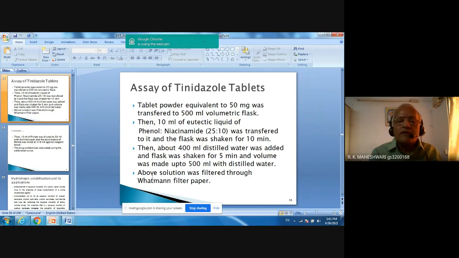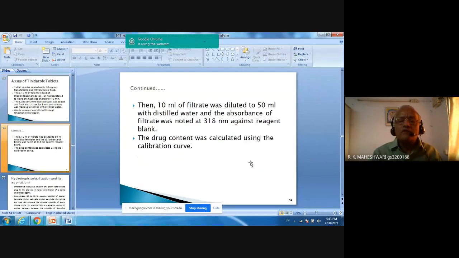phenol and niacinamide. I have made a phenol and niacinamide Eutectic in 2.5:1 ratio. This was used as solvent to carry out the UV spectrophotometric analysis of tinidazole tablet, without the use of any organic solvent. Briefly, this Eutectic liquid of phenol and niacinamide was used to extract tinidazole from the tinidazole tablet powder, and further dilution was done with water, because phenol and niacinamide are water soluble, and then absorbance was noted at 318 nm.